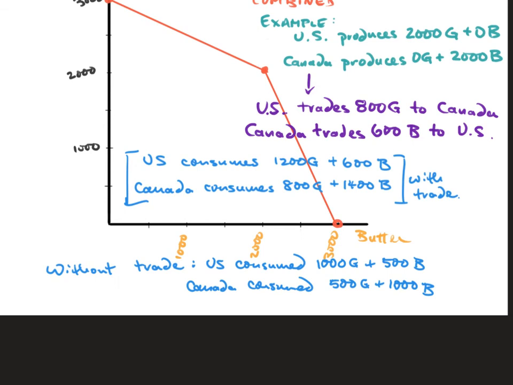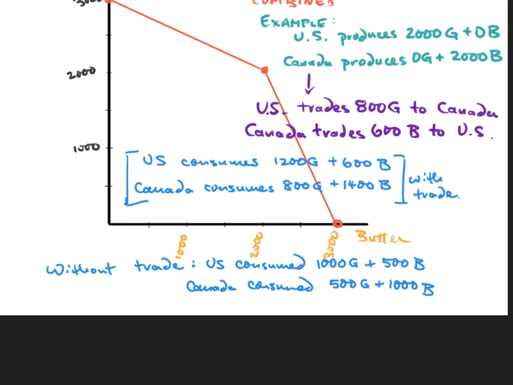Okay, the US is better with trade than on its own, right? The US has more guns and more butter after trading with Canada than it could have produced on its own. What the US is consuming with trade, 1,000 guns plus 600 butter, was above the production possibility frontier for the US. The US could not have produced 1,200 guns and 600 butter on its own. Okay? But it can if it trades with Canada.